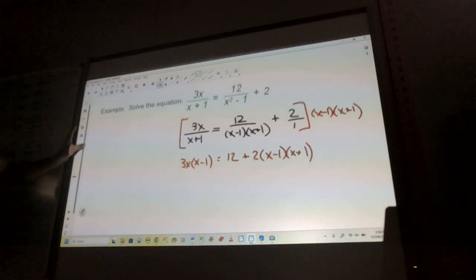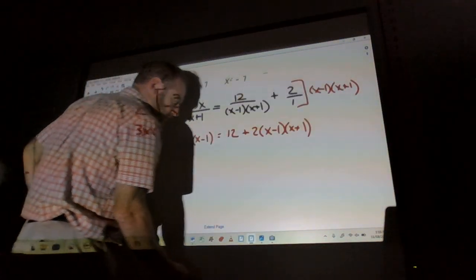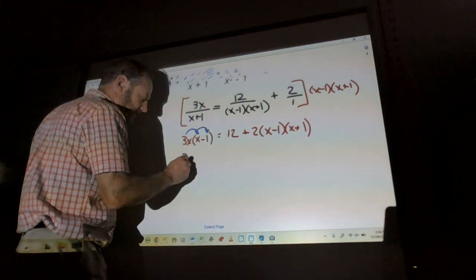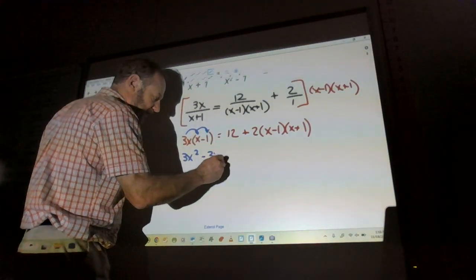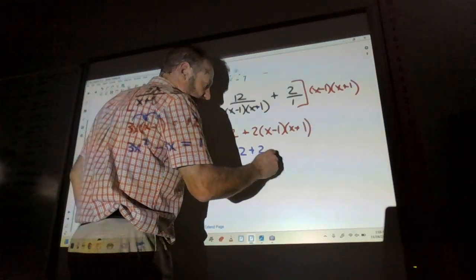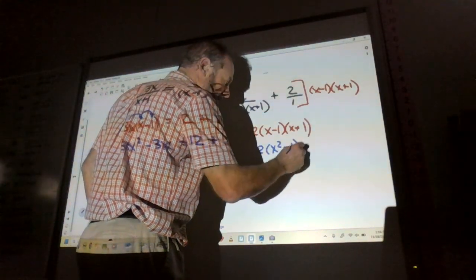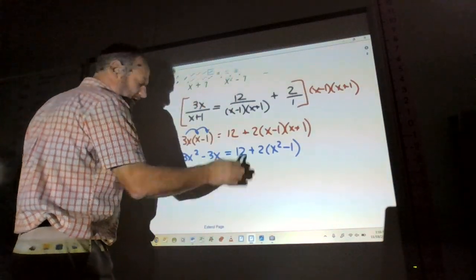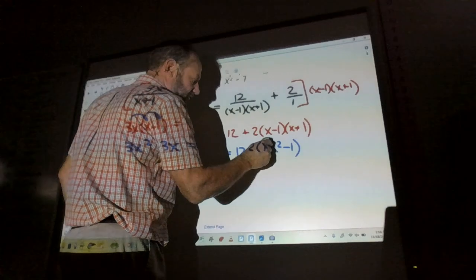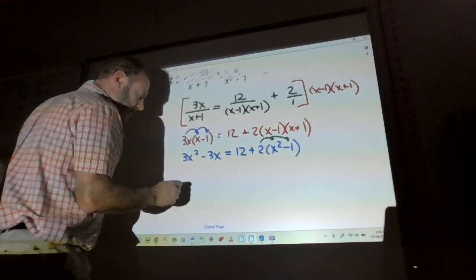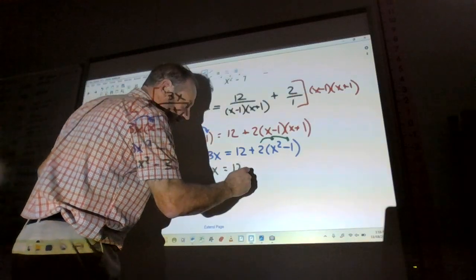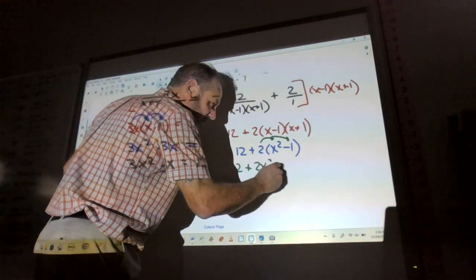Okay, now I got some simplifying to do. I'm going to go ahead and distribute this. It's going to give me 3x squared minus 3x equals 12, plus 2 times x squared minus 1. And then I'm going to take this and distribute it in here. So I'm going to get 3x squared minus 3x equals 12 plus 2x squared minus 2.